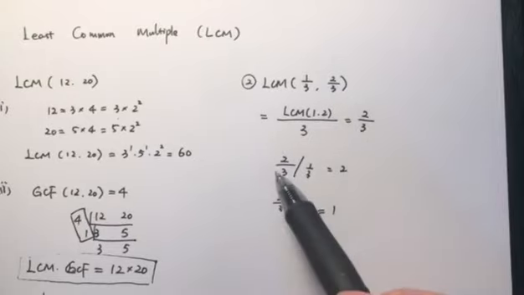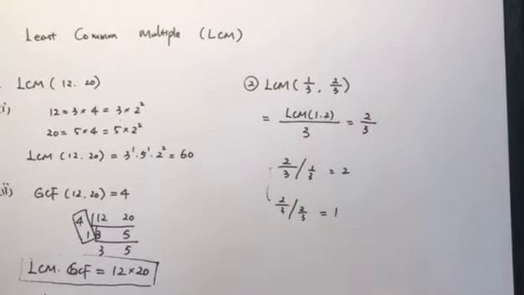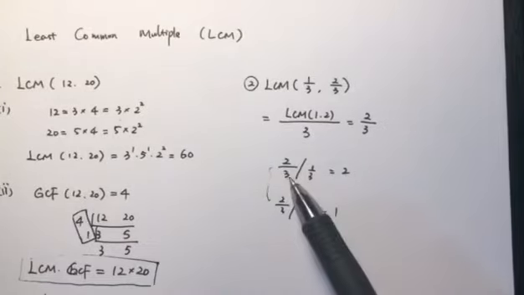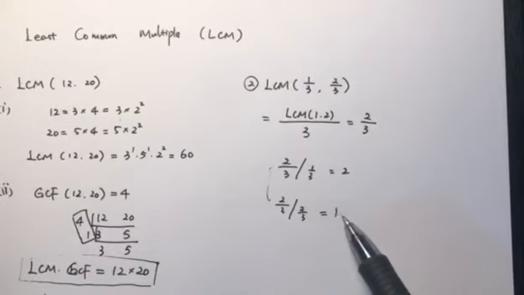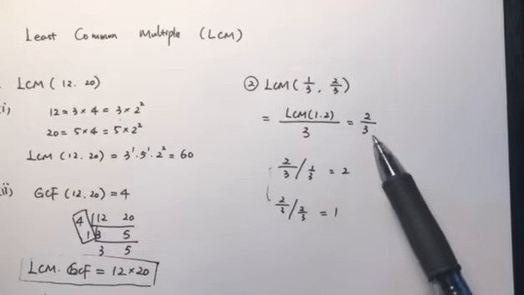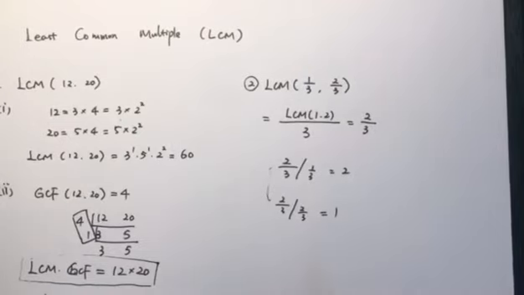But you can double check that. Remember the definition: the LCM has to be a multiple of each member in that group. So you take 2/3 divided by 1/3, which equals 2. And 2/3 divided by 2/3 equals 1, which makes sure that 2/3 is the LCM of 1/3 and 2/3.